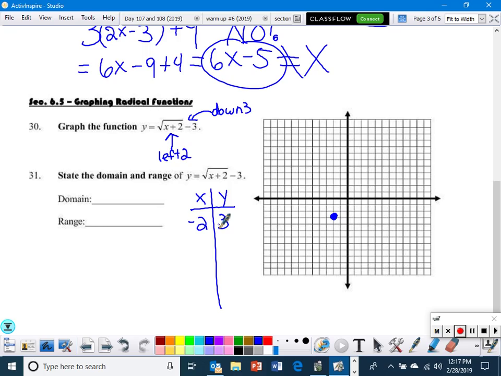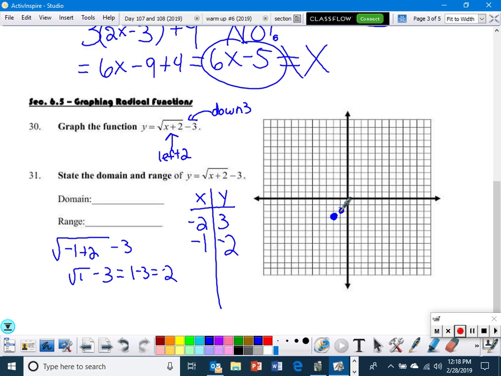Well, I could plug some other numbers in and check it out. If I plug negative 1 in, well, think about this. Negative 1 plus 2 is 1. All right, so let's just do this. Negative 1 plus 2 minus 3. That's going to be 1 minus 3, which is going to be negative 2. So, negative 1, negative 2. Oops, let me do that again. Negative 1, negative 2. Sorry, my Promethean board is being slow. There we go. Negative 1, negative 2.